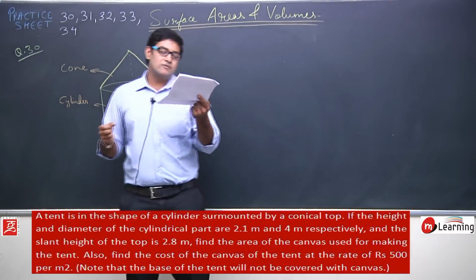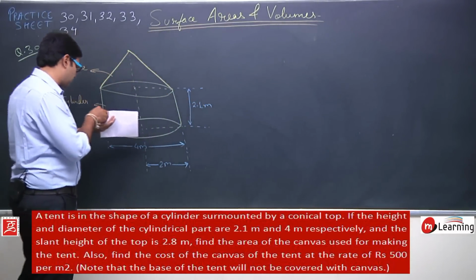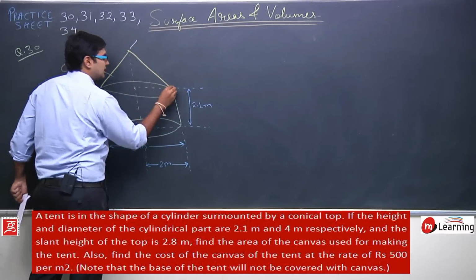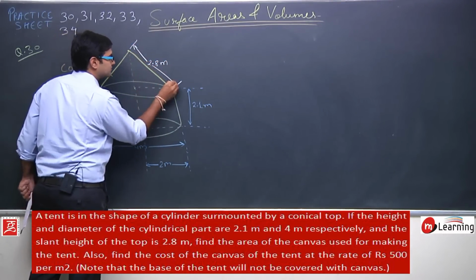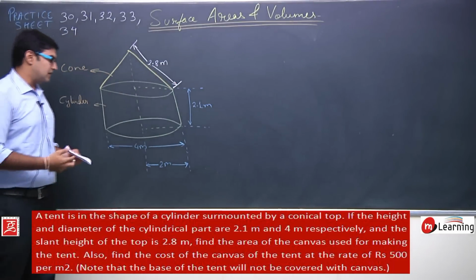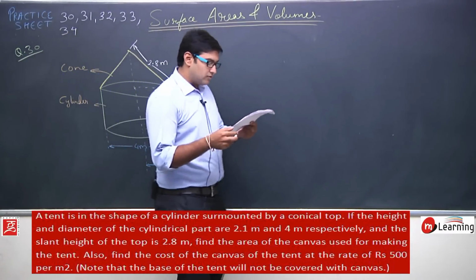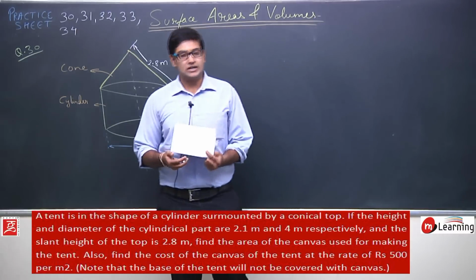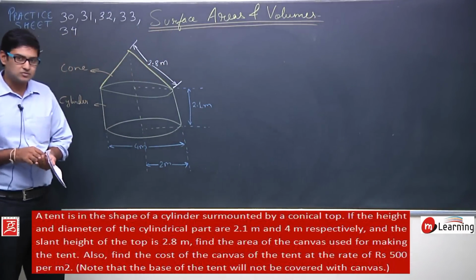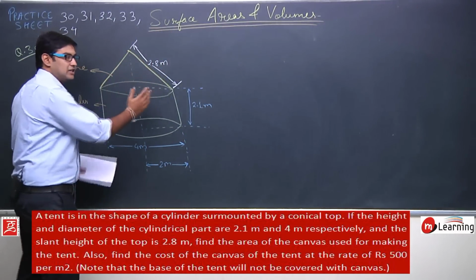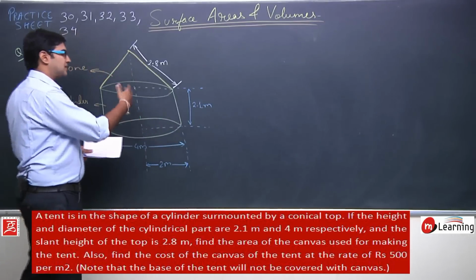Now further it says the slant height of the top is 2.8 meters. So, what is the slant height of this top? I can see this length represents the slant height, it is 2.8 meters. Now, it further says find the area of the canvas used for making the tent. Now, what is the area of the canvas? Area of the canvas means the portion of this tent in which the canvas is used to make this tent.